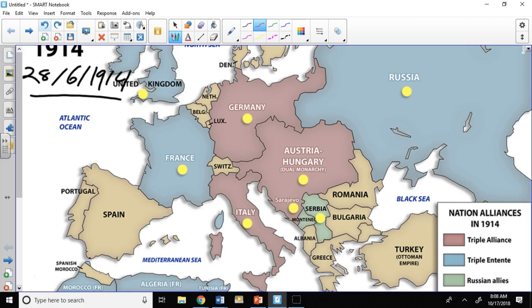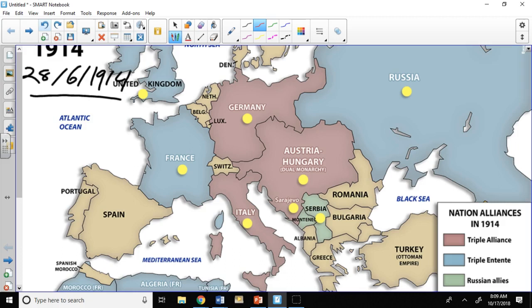Now, you can see Sarajevo and Serbia are located very close to one another. There are a number of Serbian nationalists inside of Sarajevo. They don't like the Austro-Hungarians. There's some problems going on. So, in order to try to calm the tension down in Sarajevo, Austria-Hungary sends Archduke Franz Ferdinand, future heir to the Austro-Hungarian throne, to try to calm down tensions. Ultimately, this was a bad idea.